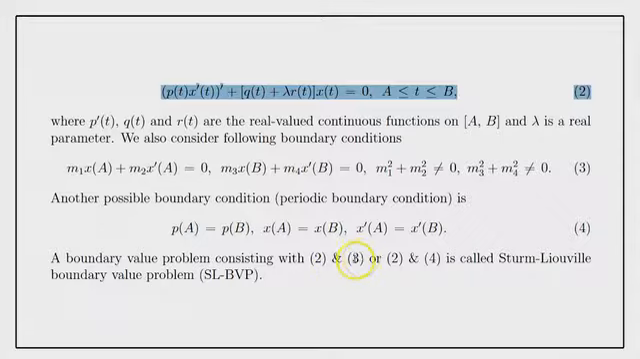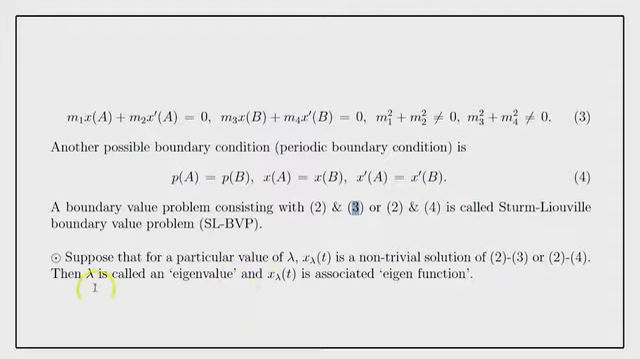Subjected to either the boundary condition 3 or the boundary condition 4 is known as the Sturm-Liouville boundary value problem, which is often written in shorthand notation as SL-BVP. Sturm-Liouville, that is SL, and BVP stands for boundary value problem. Now we come to the solution of this kind of boundary value problem.